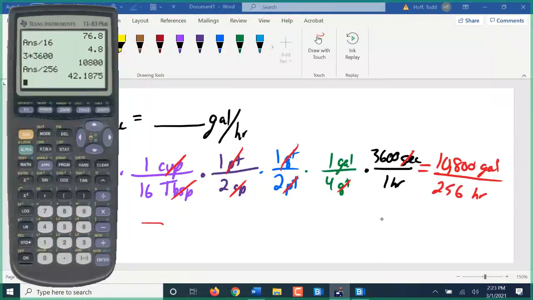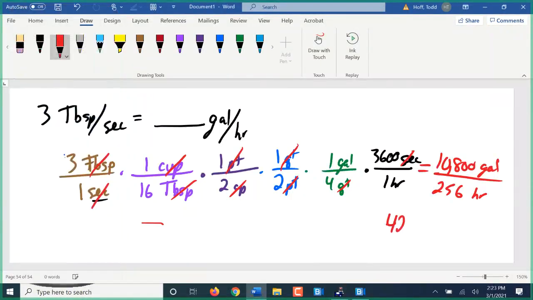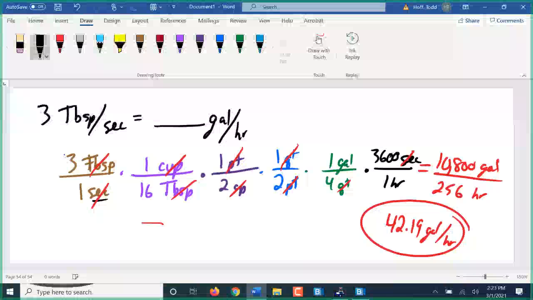It's 42.19, we'll call it, gallons per hour of fuel consumption. That's a pretty hefty motor there. Many of your larger industrial motors might burn 7 or 8 gallons per hour. 42 gallons per hour is a very, very large industrial motor.